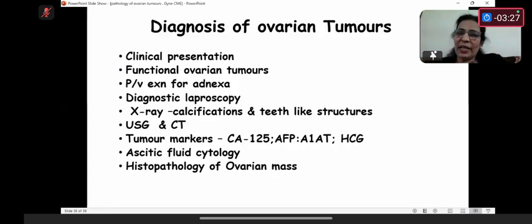So diagnosis of ovarian tumors, all clinicians of you know it, so I need not repeat it. But tumor markers, ascitic fluid cytology and histopathology would remain the gold standard. I would still suggest that ascitic fluid cytology or an FNAC or a biopsy should be done before giving neoadjuvant chemotherapy, because after the chemotherapy response, we may not be able to find out the primary tumor histomorphology, which would be difficult to do.